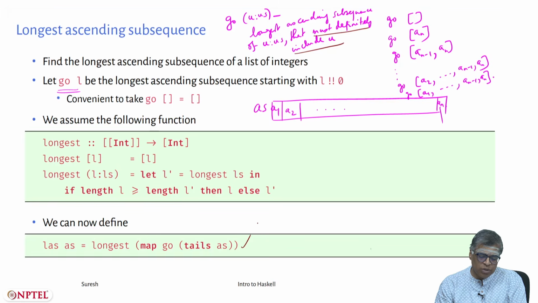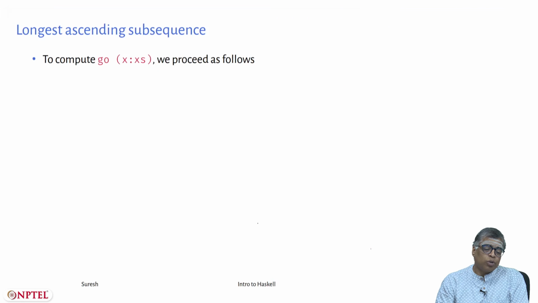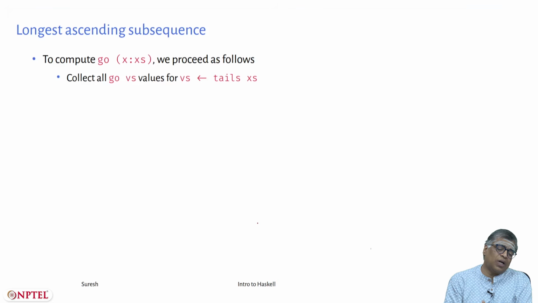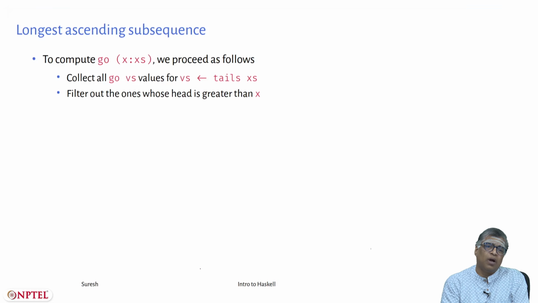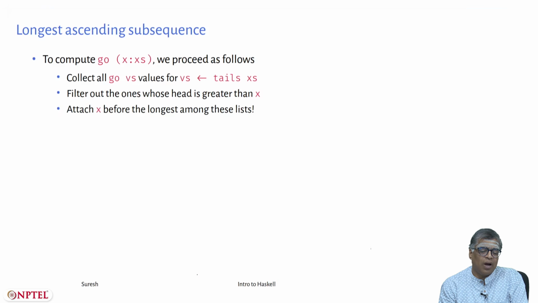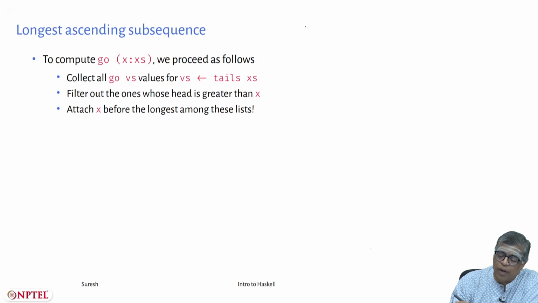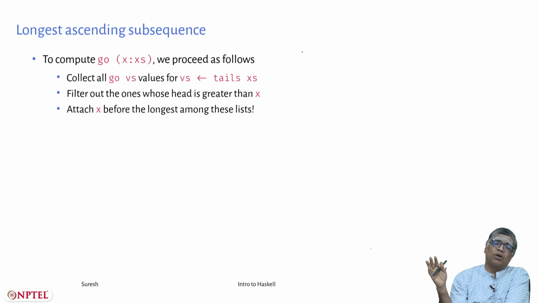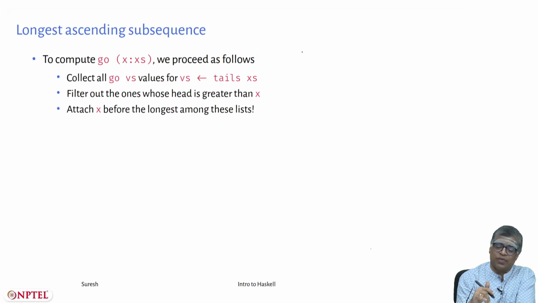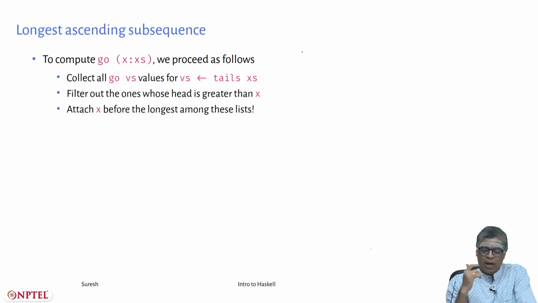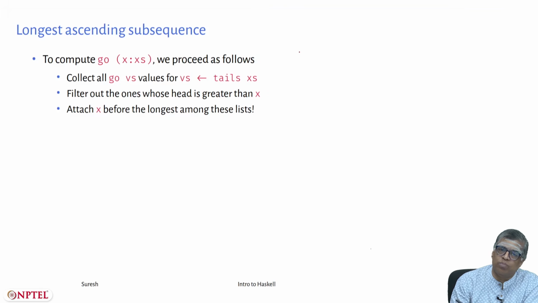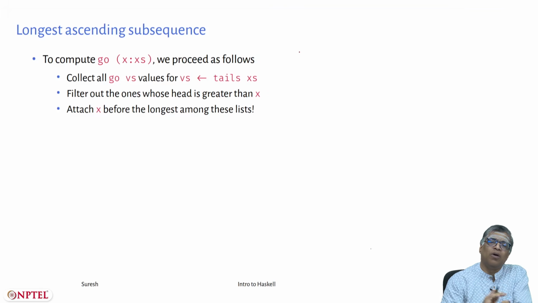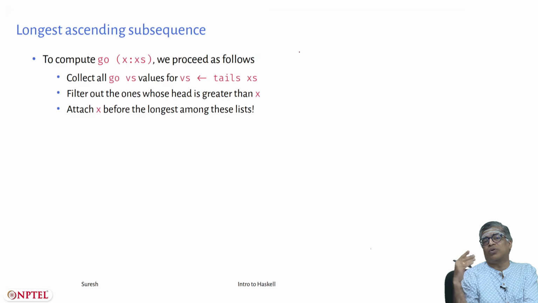okay, sure, I can do this. So, to compute go of x colon x's, collect all go v's such that v belongs to tails of x's and filter out the ones whose head is greater than x. Yeah, so here is the point. Suppose I already have go v's for all v's in tails of x's, right, then to compute this, filter out the ones whose head is greater than x, because what do I want to do?